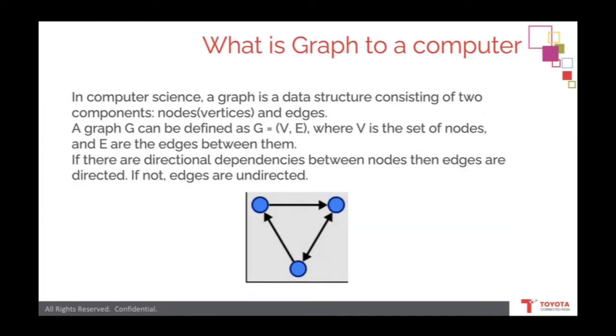Next is, what is a graph to a computer? A graph is a data structure. It is a collection of vertices and edges. Vertices are called nodes. In my further slides, I'll be referring to nodes instead of vertices, and relationships instead of edges. The blue balls are vertices, and the lines connecting them are the edges. We believe that a graph will give us more information than regular RDBMS based data.